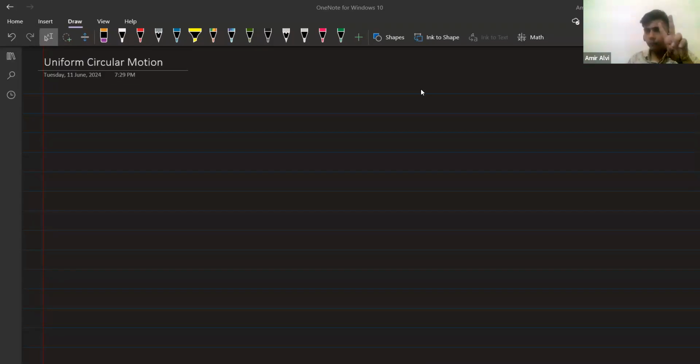So velocity depends on two things, yes or no? Speed and direction, right? If I'm saying accelerated motion, it means that either one of the things is changing or both of the things are changing. Two possibilities are there.